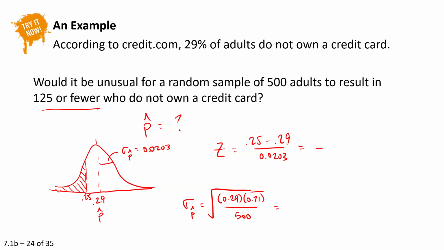Zero point zero two zero two. Yeah. 0.0202. Does it round up? Oh, three. Okay. So that confirms that, yeah. That's how we got that number for the standard error there. Okay, what's our Z value? It's going to be negative 1 point something. It's 1.97.